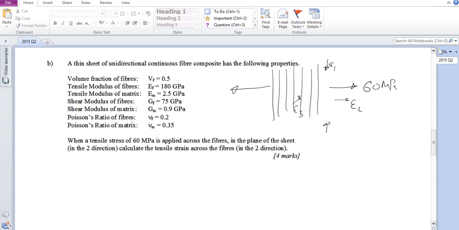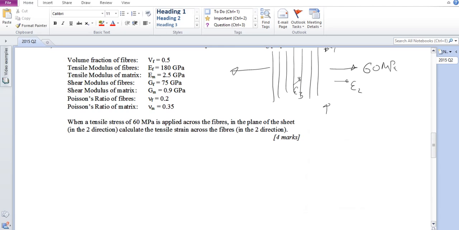It does it in bits. So the first one is the strain in the two direction. Now this is fairly straightforward because what we have here is just simple stress: modulus is stress over strain. So we know that the modulus in the two direction is the stress in the two direction divided by the strain in the two direction. Therefore the strain in the two direction is the stress in the two direction divided by the stiffness. So all we need to do is work out the stiffness in the two direction across the fibres.